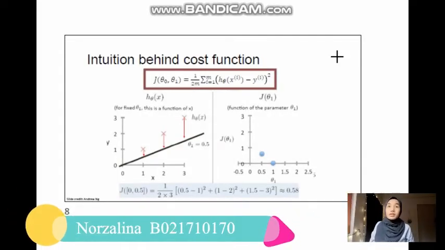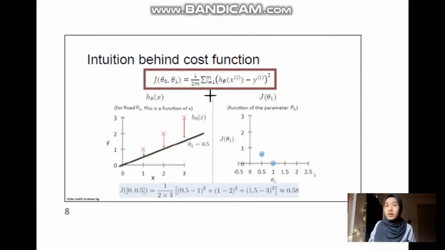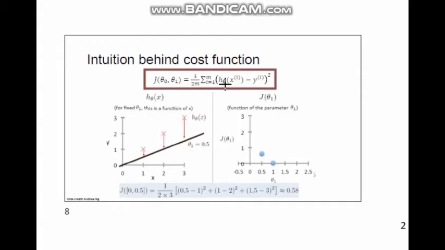Hi, so today I will discuss tutorial question 1, which is the intuition behind the cost function. First of all, you need to know the cost function formula from what we have learned before, which is J(theta 0, theta 1) equals 1 over 2m, summation from i equals 1 to m of (h theta(x i) minus y i) to the power of 2.